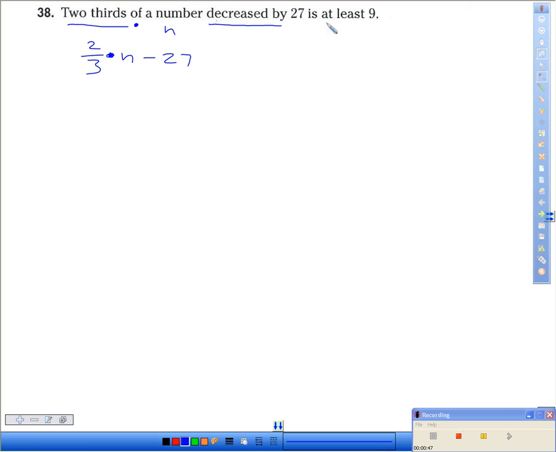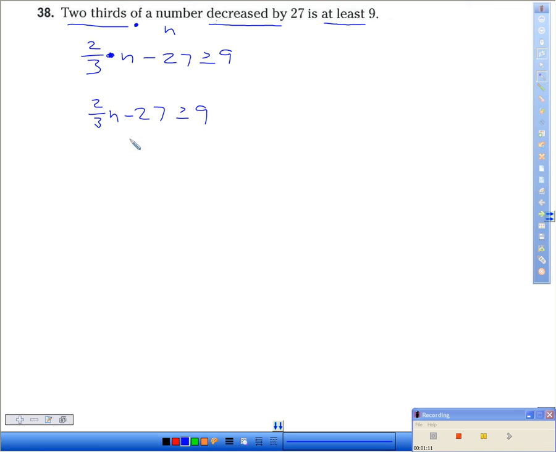Is at least. When we see the words at least 9, it can be 9 or it can be more than 9. So it needs to be greater than or equal to 9. We can clean this left side up a little bit and think of 2/3 times n as just 2/3 n minus 27 is greater than or equal to 9.